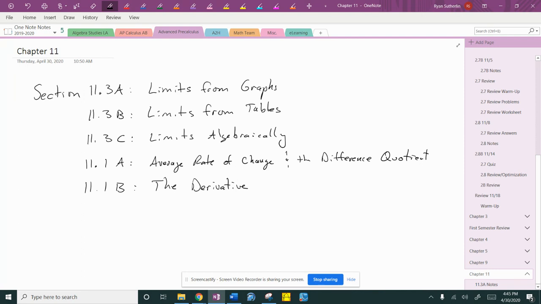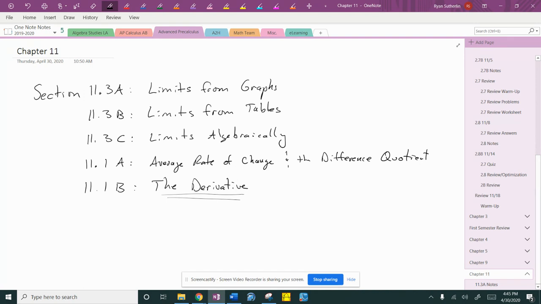Looking at tables, how to evaluate limits algebraically, and then something called the average rate of change and difference quotient, and then the big idea of calc. First semester Calc 1 is the idea of the derivative, and we're going to talk about what that is. So you can see in here we'll have some review built in, we'll have some quizzes, so you can see we have 5 really lessons left this year. So we talk about limits.